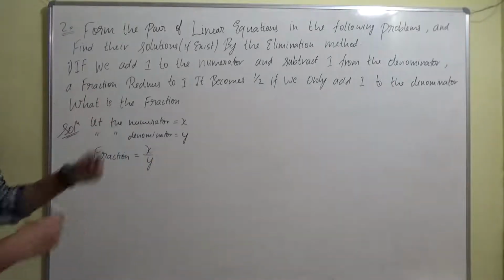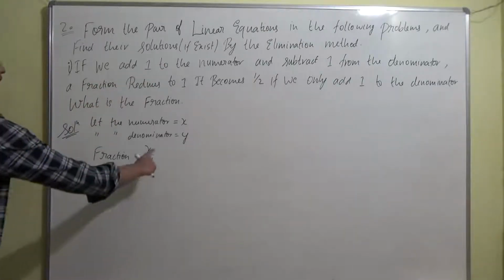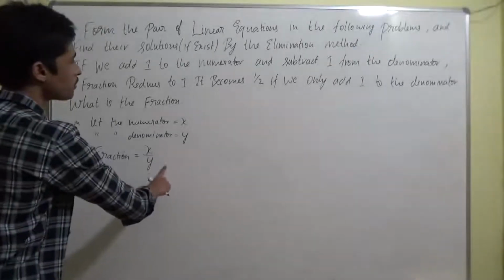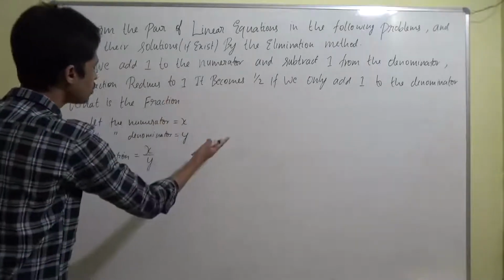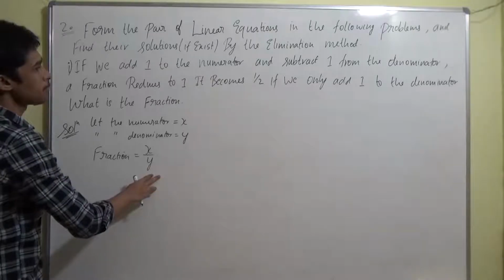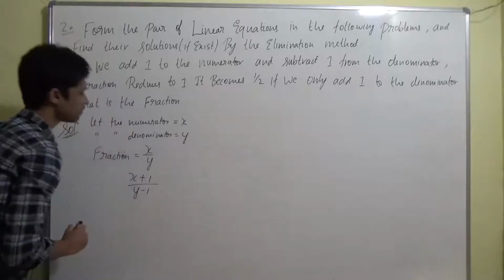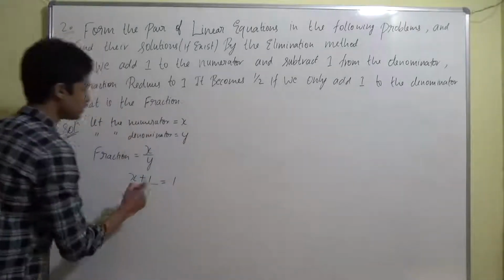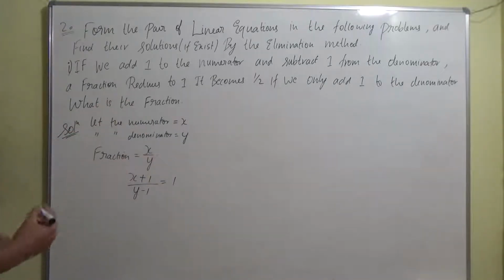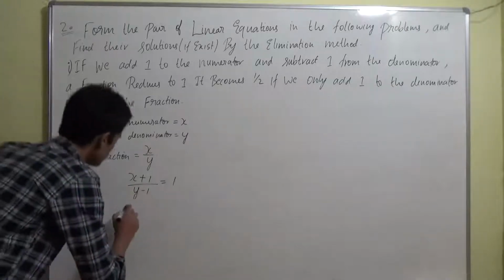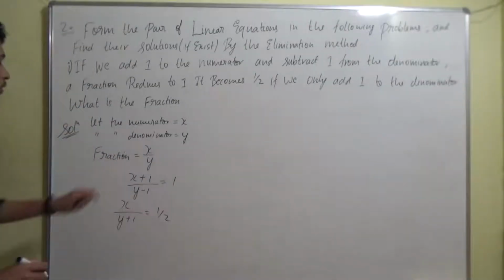Now let's go to the conditions and start formulating the equations. The condition is: if we add 1 to the numerator and subtract 1 from the denominator, a fraction reduces to 1. A fraction reduces to 1 means it becomes equal to 1. So let's add 1 to the numerator and subtract 1 from the denominator, then the fraction will be reduced to 1. This is the first equation, guys. And the second equation is: it becomes half if we add 1 only to the denominator. So only to the denominator we'll be adding 1, and it is going to become equal to half. So these are the two equations.